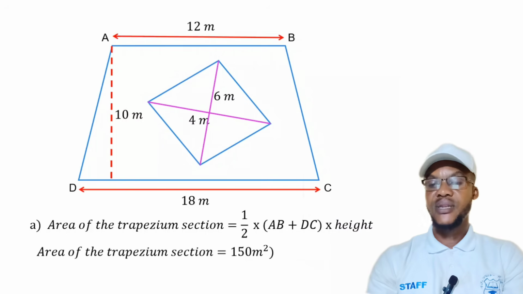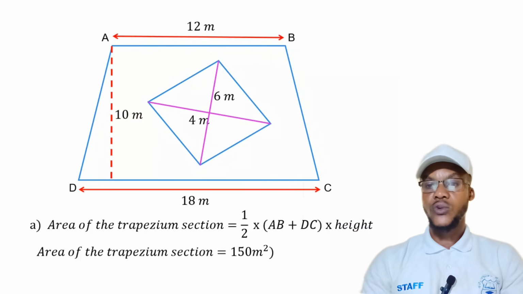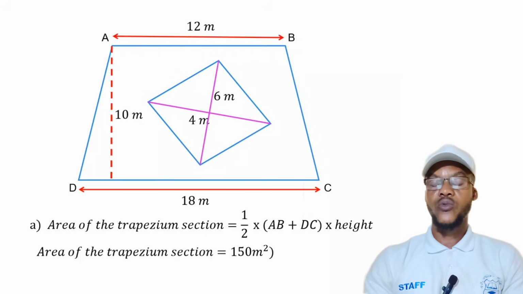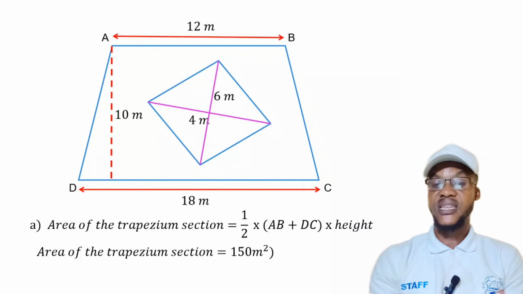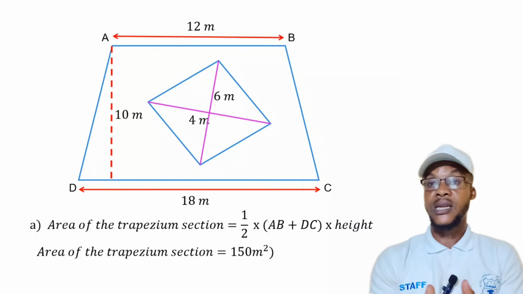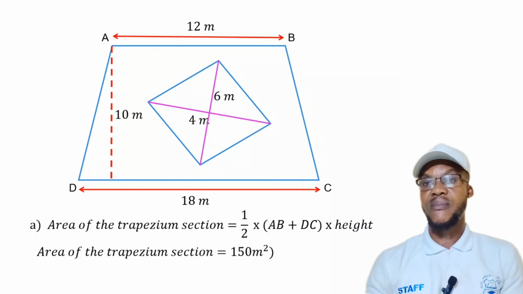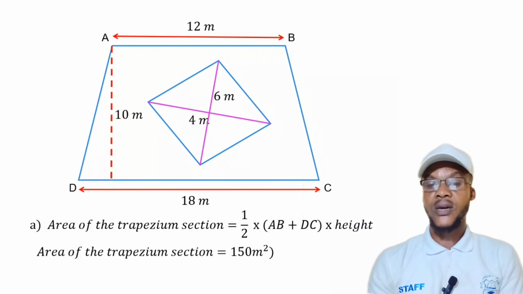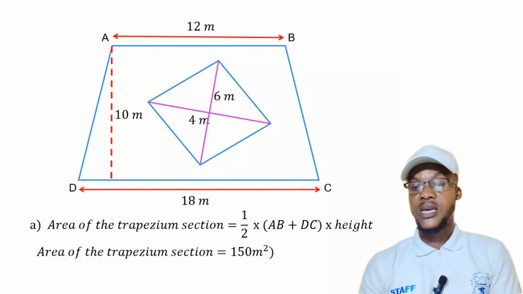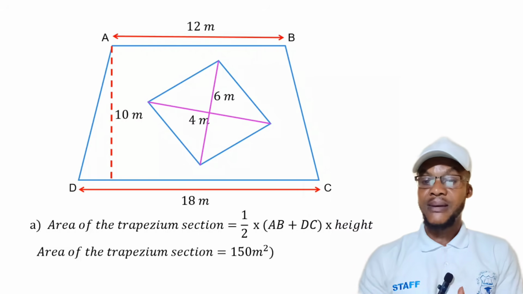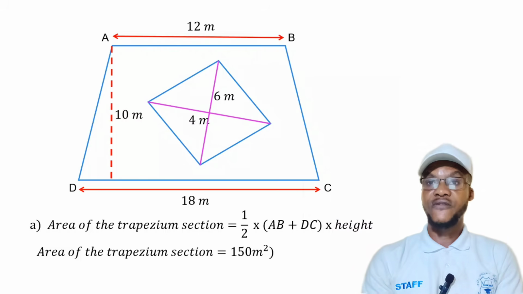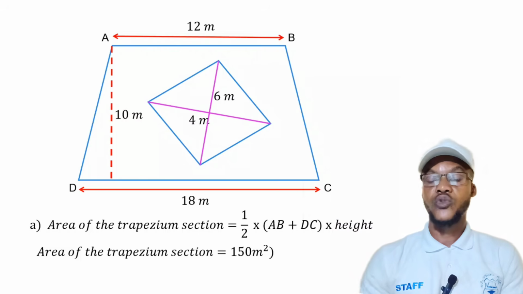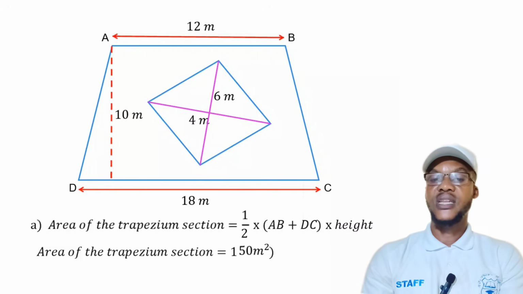The final answer is going to give us 150 meters squared. So it means that the total distance, no, because we are finding area. If you are finding area, then we are not talking about total distance. We are talking about the amount of space it occupies. So the amount of space occupied by the trapezium section is 150 meters squared. If that is the case, then let's move on to the next question.